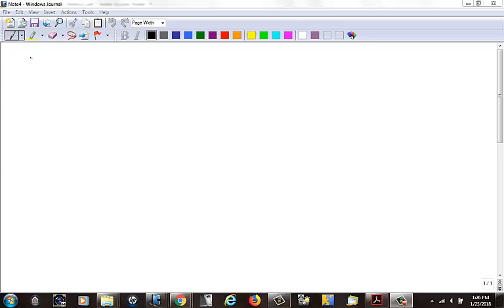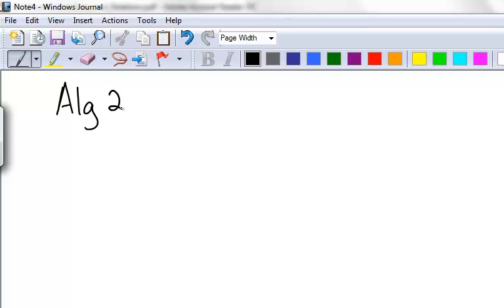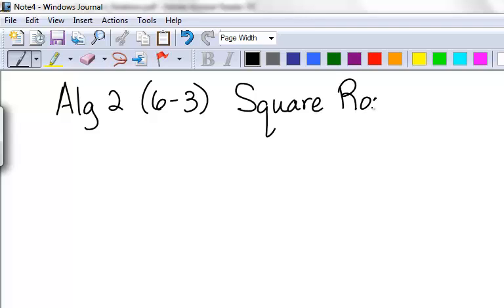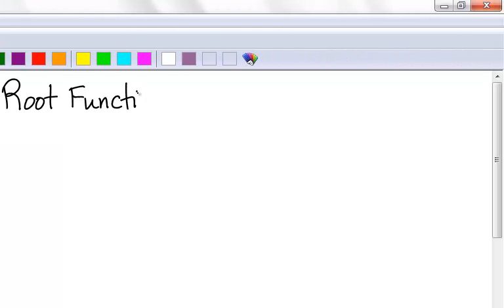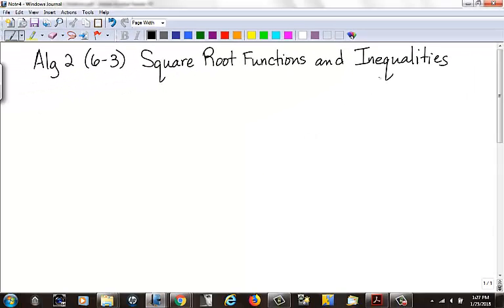Okay, this is for section 6.3, and this is called square root functions and inequalities. To be honest, I'm not really worried about the inequalities. It's just where they're taking the graph and shading one side or the other. We've done that with equations, so I'm not worried about that.